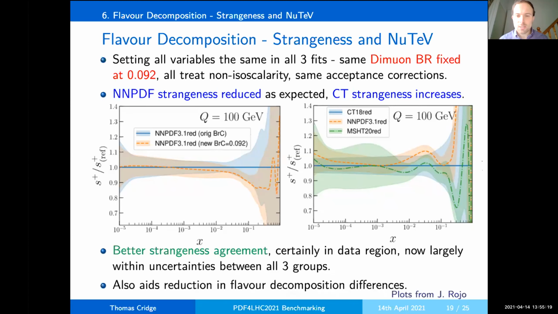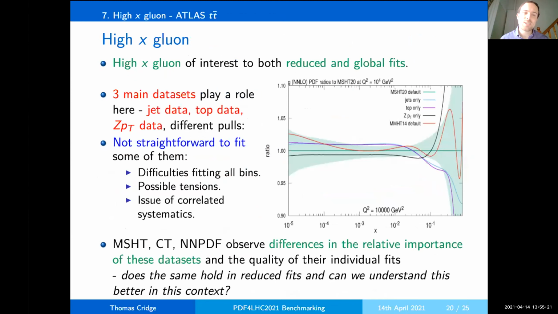Moving on, however, because of time, I want to talk to you about the high-x gluon. This is obviously a region of interest for the global fits, as we've heard over the past couple of days. And there are three main data set types playing a role here: you have jet data, top data, and Z pT data. And in the plot here, you can see that these have different pulls on the MSHT20 gluon.